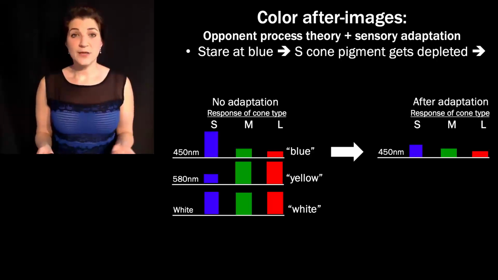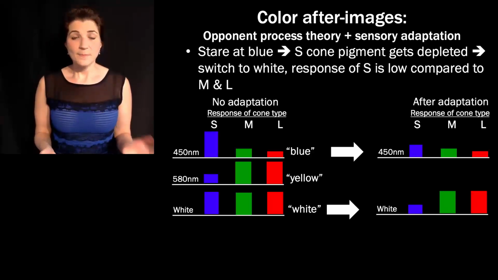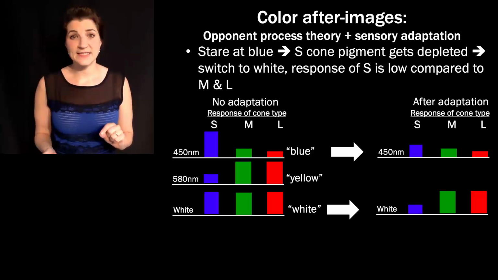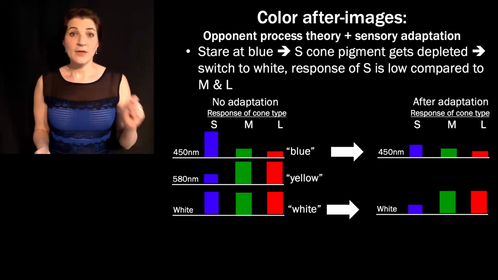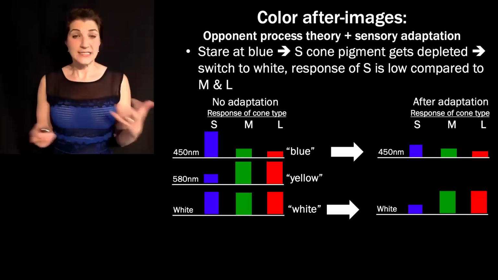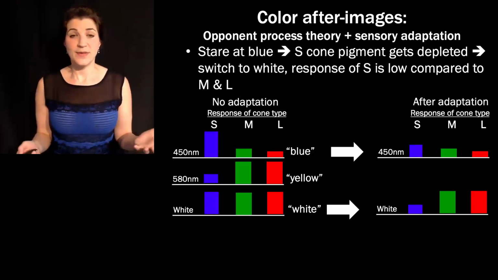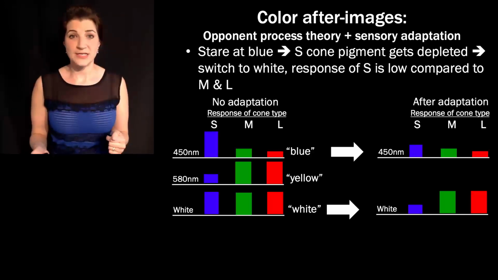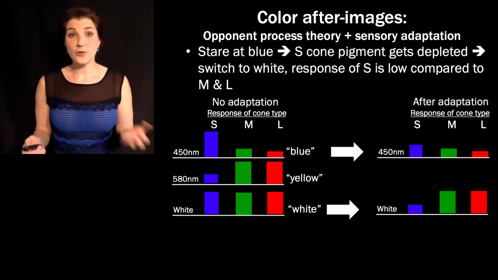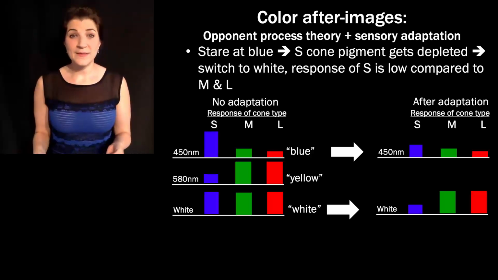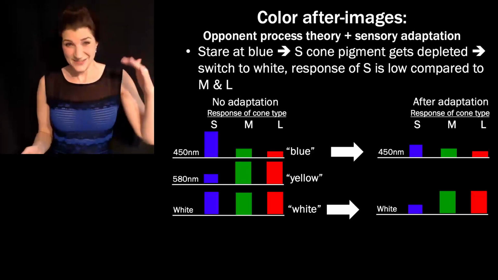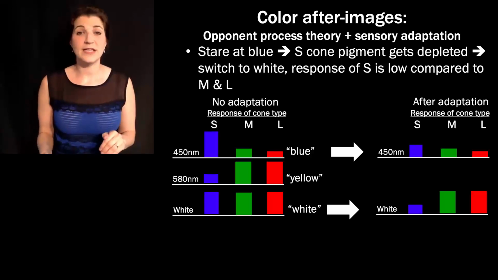Then, when we switch to being presented with white light, the response of the short wavelength sensitive cones changes less than it typically would. The medium and the long wavelength sensitive cones still show a big change in activity because there are medium and long wavelengths present. But even though there are also short wavelengths present when we look at white light, the response of the short wavelength sensitive cones is reduced. It's fatigued. It's lower than it should typically be.